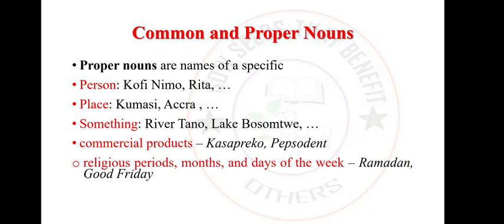Then, religious periods like Easter, Christmas, they are all proper nouns. Ramadan, they are all proper nouns. Then names of the months are also proper nouns. So January, February, March, they are all proper nouns. What is their common name? A common name, that is what we call common nouns. So we call them months.